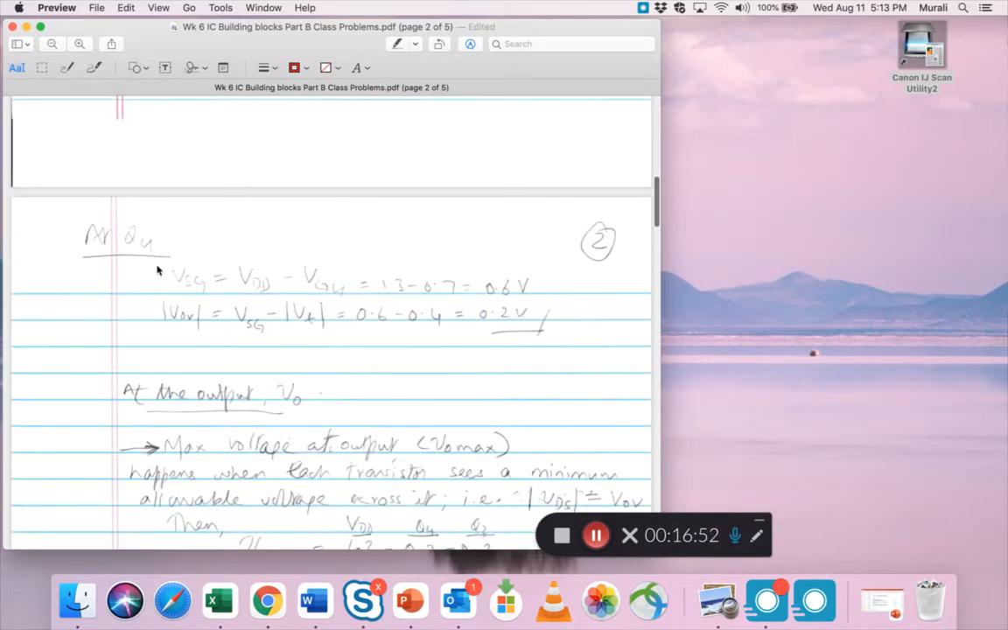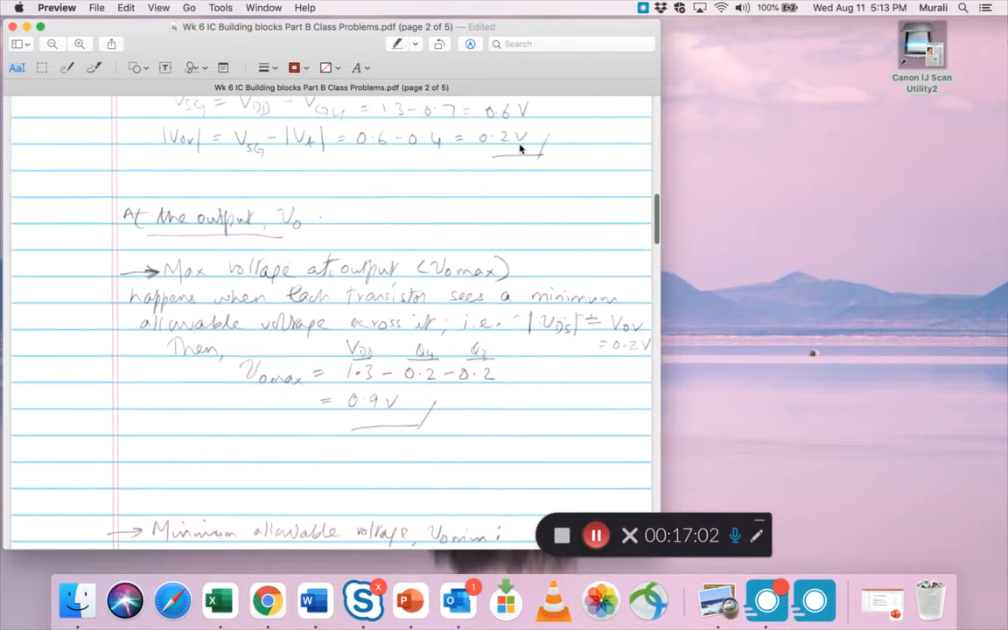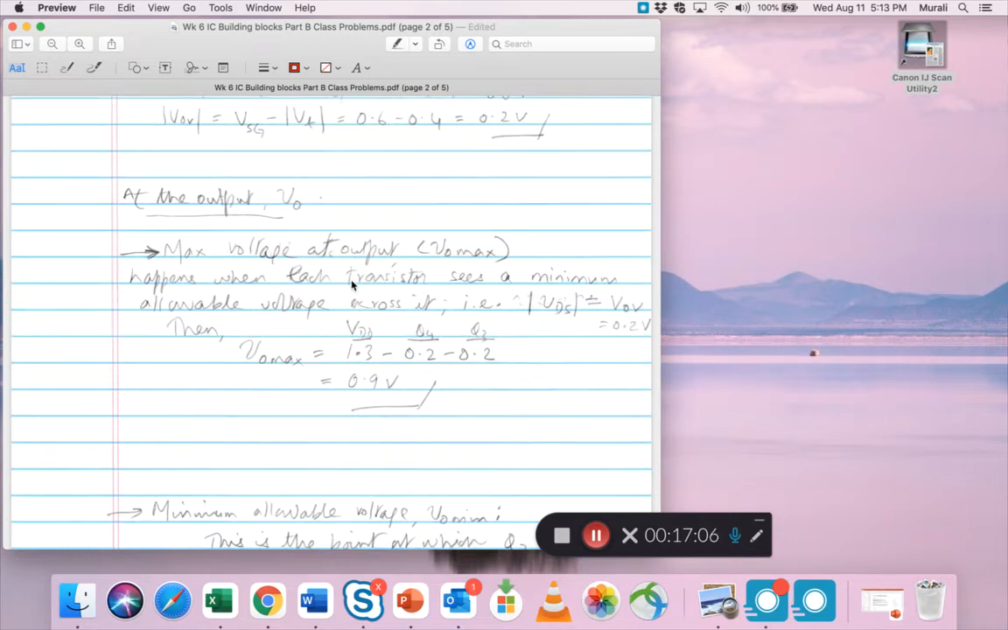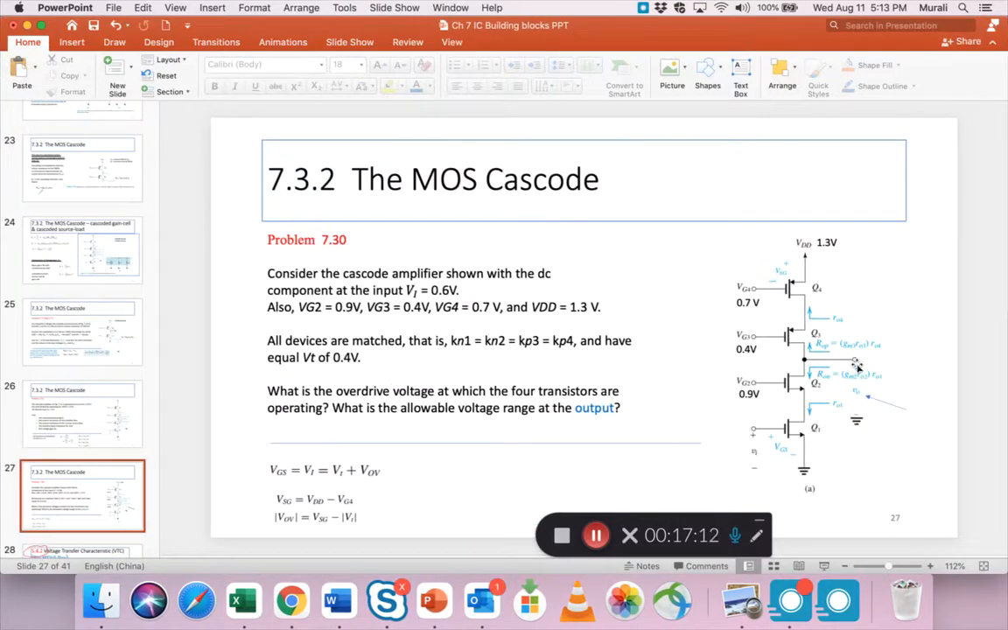Continuing at Q4, you can do the same things to check. First you find VSG, then you can find VOV as 0.2 also. So this 0.2 and this 0.2, they match. Now at the output, VO is the output. So this is where the output is. It's coming out of this Q2 transistor, right, here, and ground.